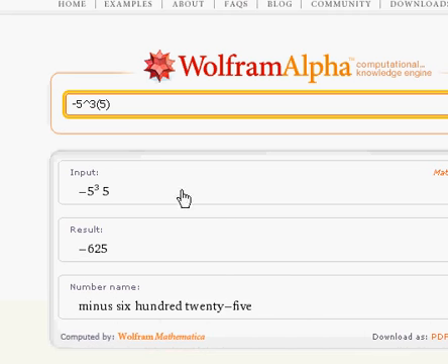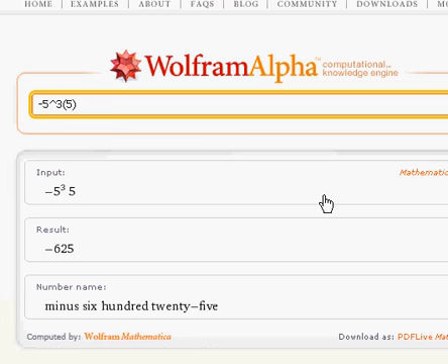So you can play around with Wolfram Alpha as much as you like. Again, doesn't hurt anything to explore, and that's the whole point. Once you begin exploring with math, it takes you places you would have never imagined.